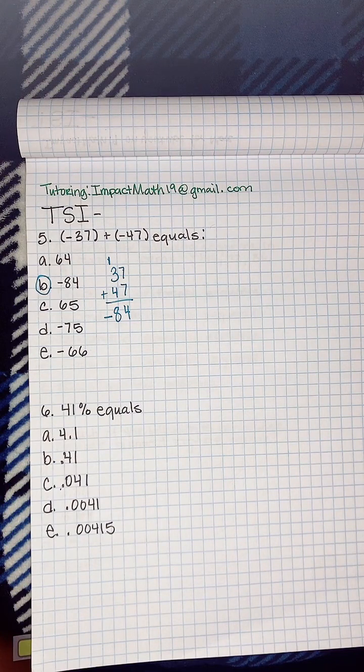So 41% equals B. I thought two negatives equal a positive, laughing out loud. I'm so glad you said that.